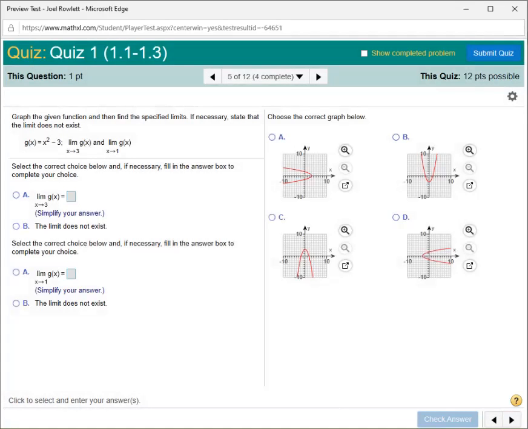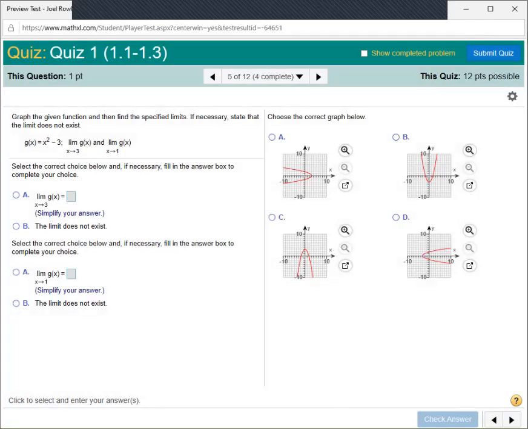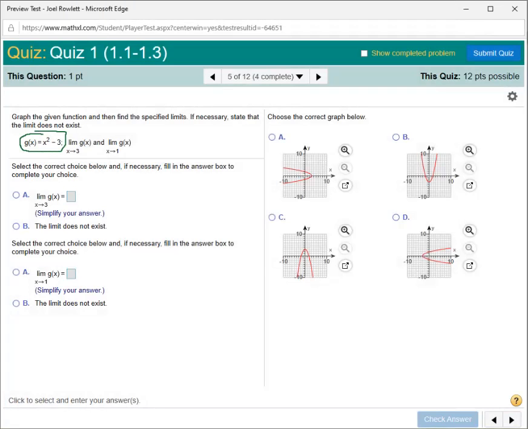Problem number 5. On problem number 5, it says that g of x is equal to x squared minus 3, and they want us to evaluate the limit as we get closer to 3, and then evaluate the limit as x gets closer to 1. Well, the first thing I'm going to do is figure out which function is pictured on the right that corresponds to x squared minus 3. Well, if x is 0, then I would have 0 squared, which is 0, and 0 minus 3 is -3. So the y-intercept should be the point 0, -3.